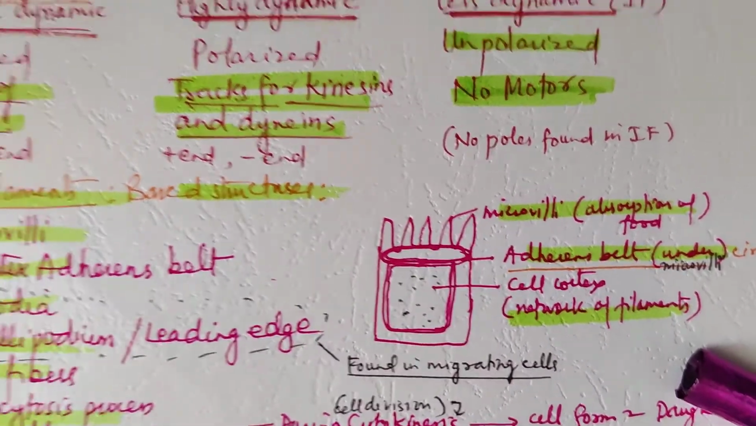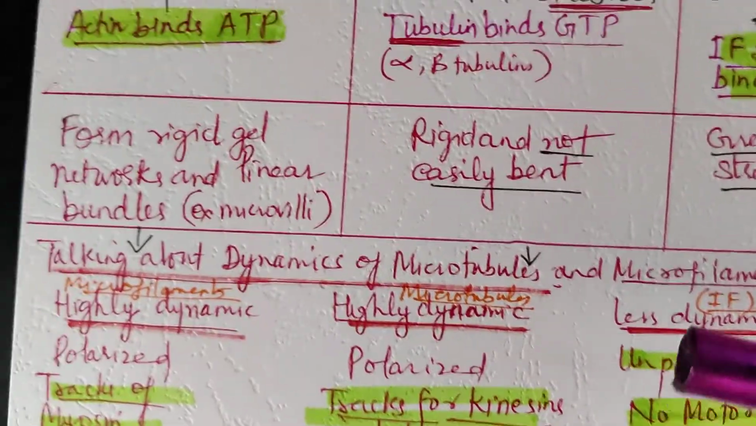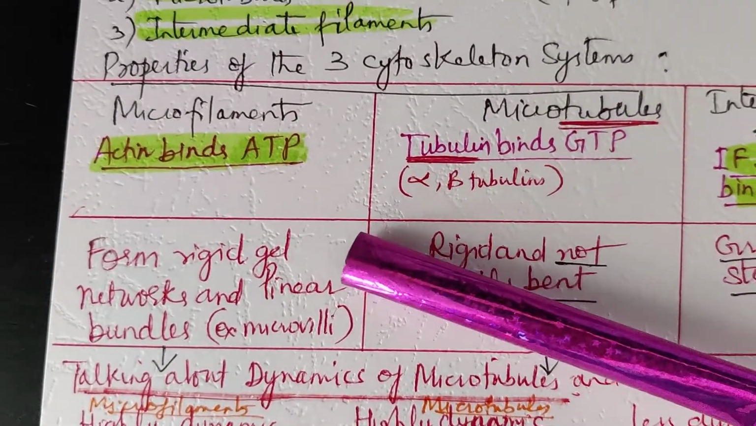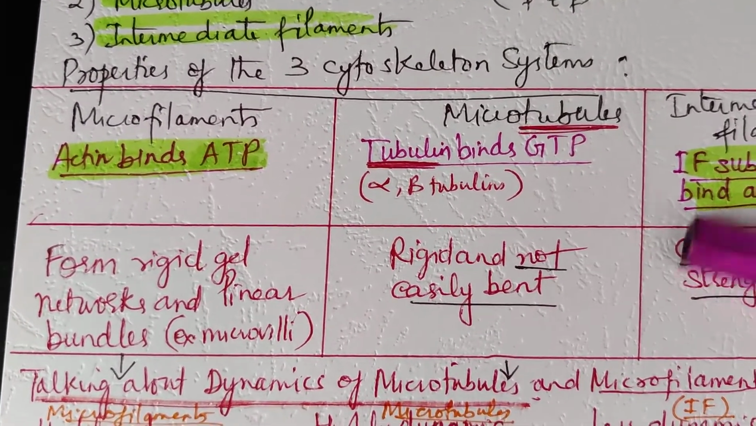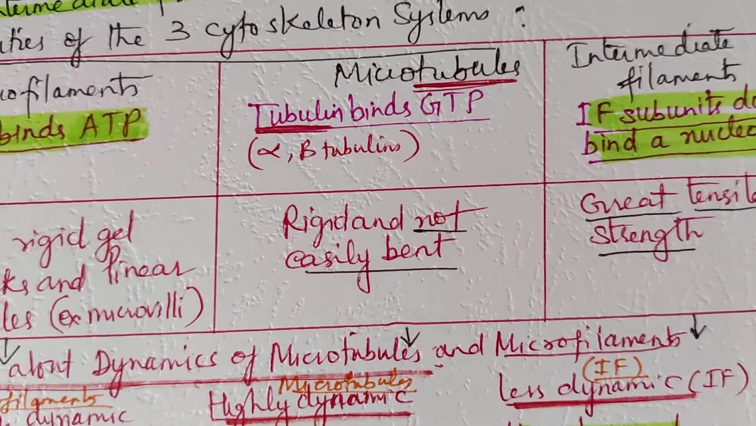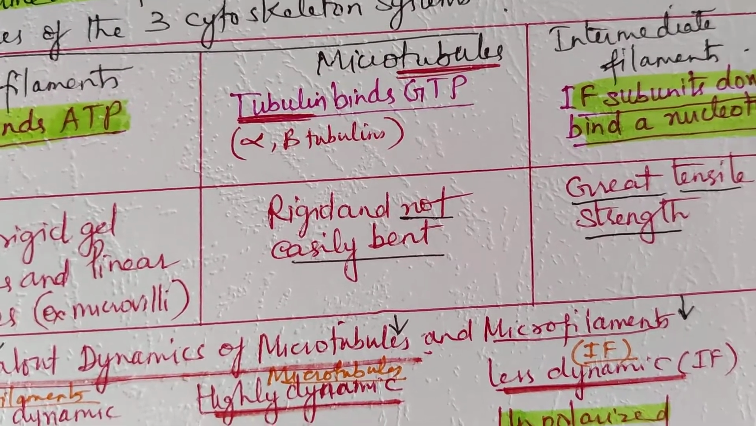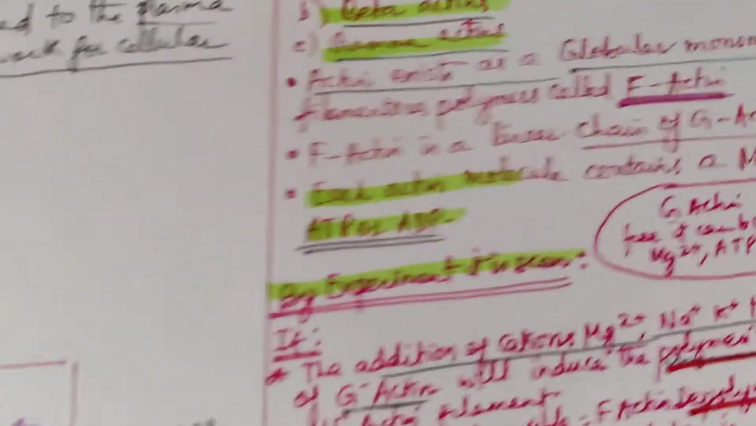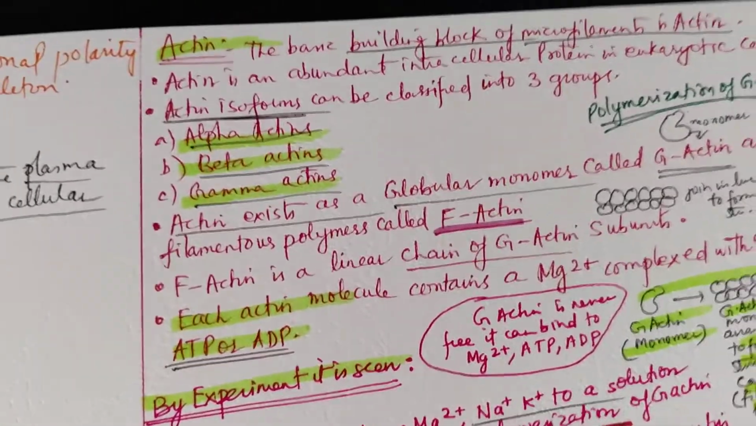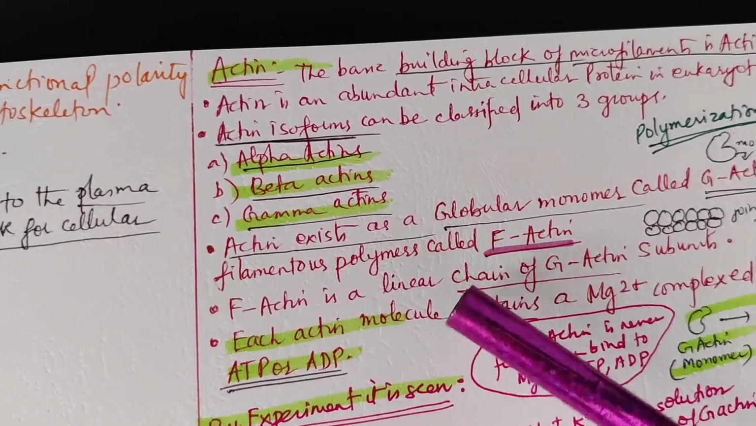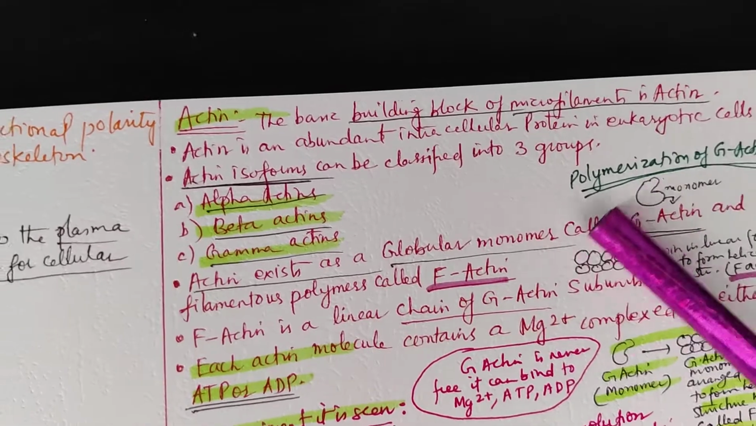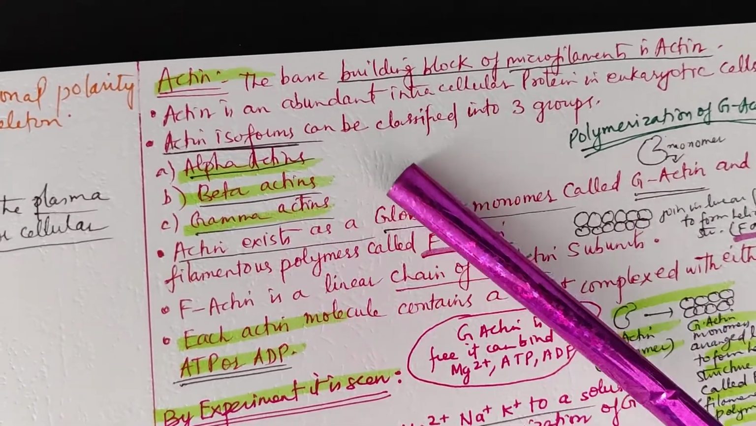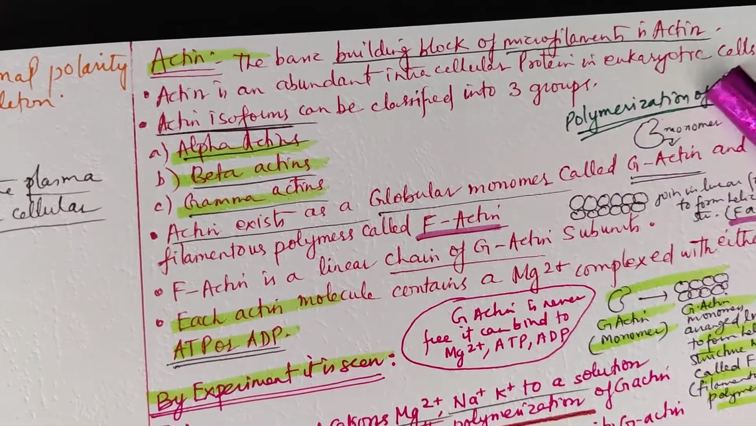of filaments. Now once again I will say that actin binds with ATP, whereas tubulin binds with GTP in microtubules. Whereas in intermediate filaments there is no GTP or ATP. Now we come to the structure of actin, how it is seen. Actin is the basic building block of microfilaments. Actin is an abundant intracellular protein in eukaryotic cells.